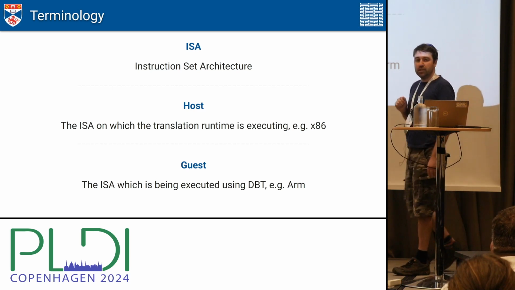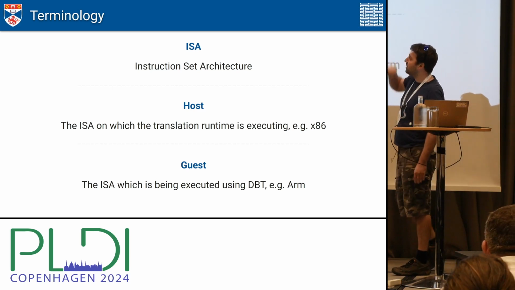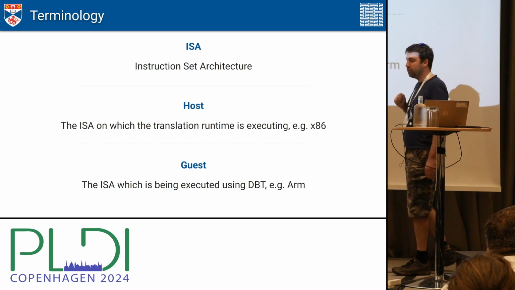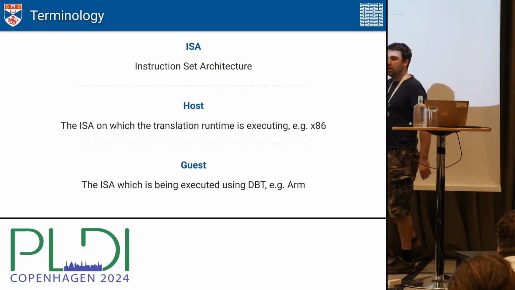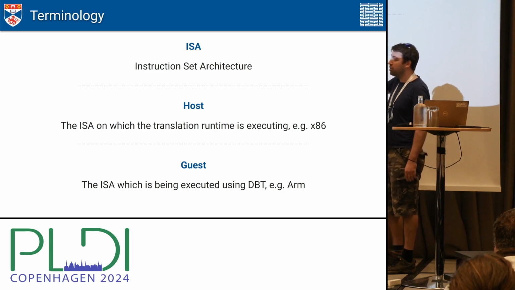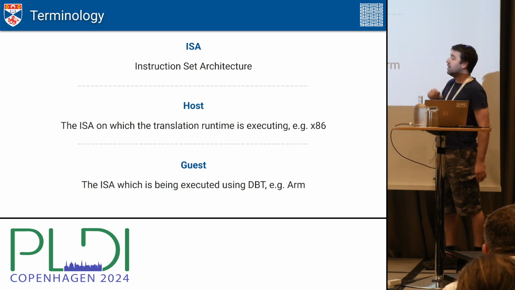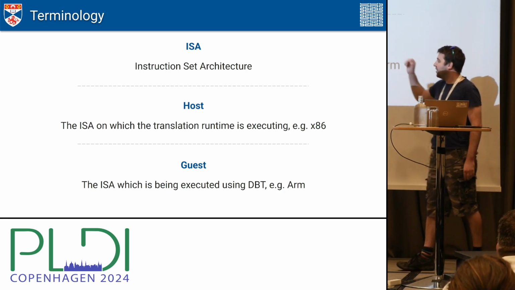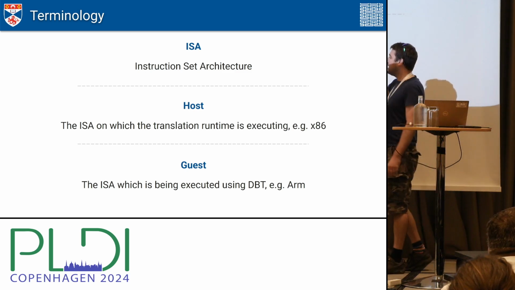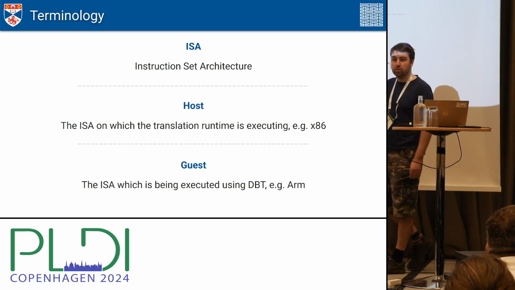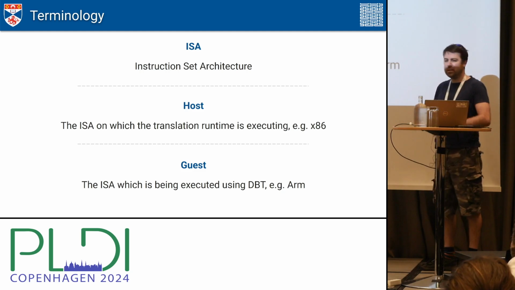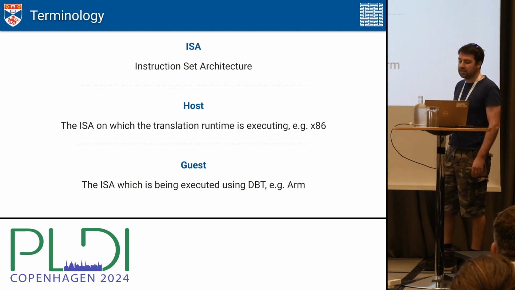A bit of the terminology that I'm going to use during this talk. ISA, the instruction set architecture. Hopefully you're familiar with what an ISA is. The host, or the host machine, is the ISA on which the translation runtime is executing. For the purposes of this talk, I'm going to talk about an x86 host machine. And the guest, or the guest machine, is the ISA which is being executed using dynamic binary translation. For this talk, I'm going to be using ARM as the guest ISA.